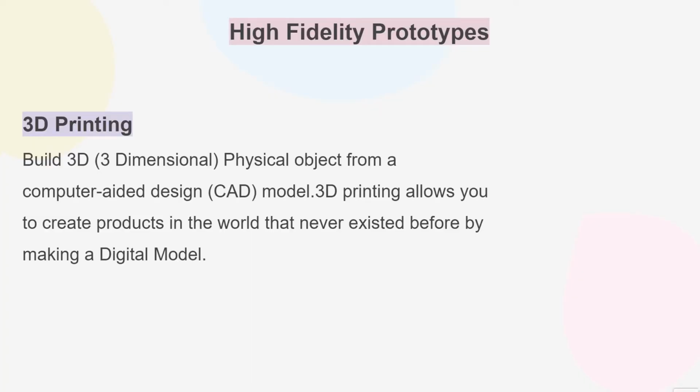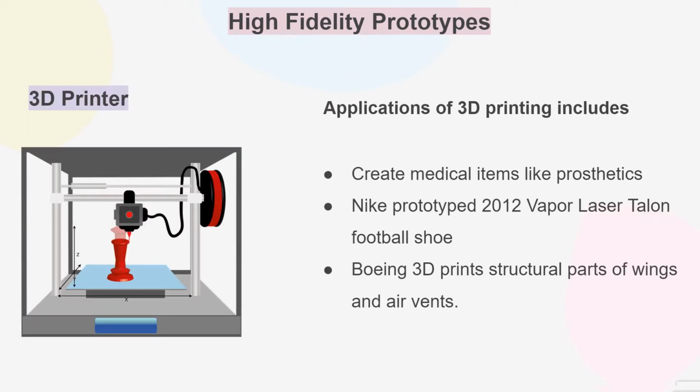Now let's discuss the three major types of high fidelity prototypes, starting with 3D printing. 3D printing is usually done whenever you are developing a physical product. 3D printing builds a three-dimensional physical object from a computer-aided design model. Physical goods are difficult to customize. However, with digital goods, customization becomes easy by just changing the model on the screen using digital modeling tools.